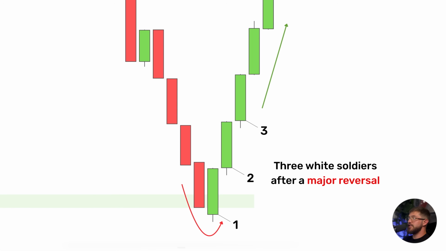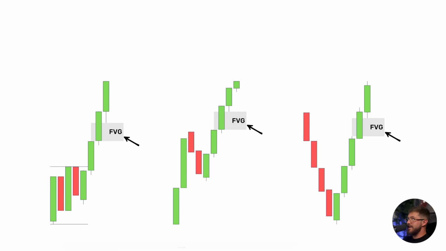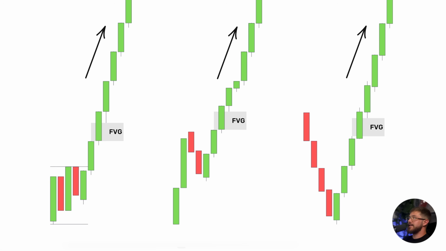The reversal isn't just working, it's likely to explode. And add fair value gaps to any of these sequences, and you're seeing institutional momentum that's likely to continue much further than most traders expect.